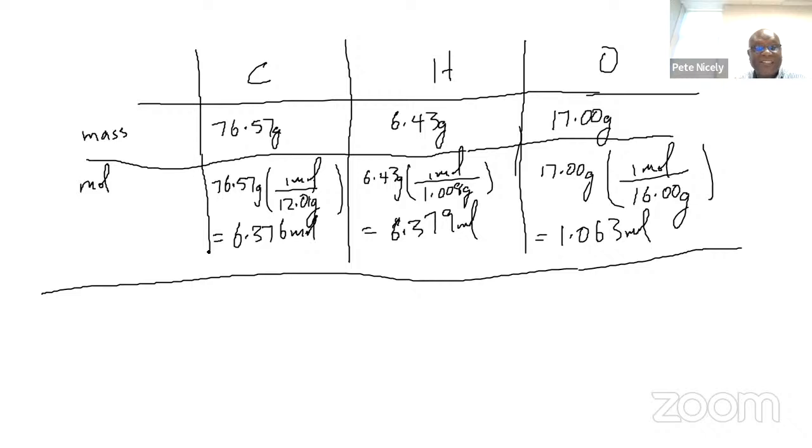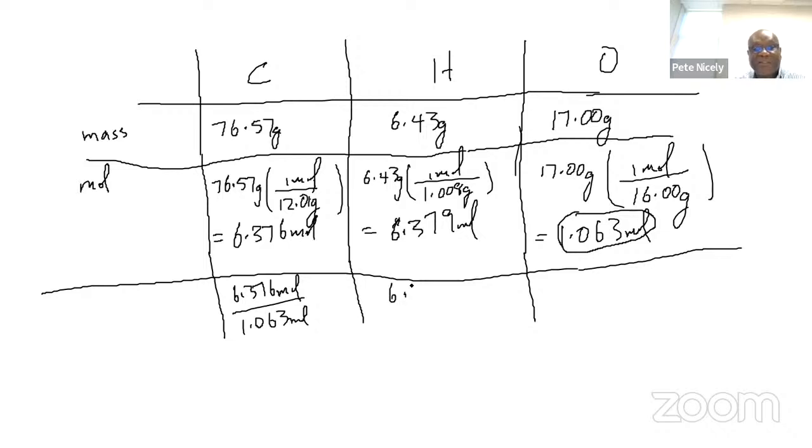All right. Then the next row is where you're going to try to find the simplest ratio. And the way you do that is that you examine each of these numbers and decide which one is the lowest. And that would be this one right here, right? And then you divide it right through by the lowest value, all right? So you're going to divide 6.376 moles by 1.063 moles. Here you're going to divide 6.379 moles divided by 1.063 moles. And then this divided by itself will give you 1, all right?